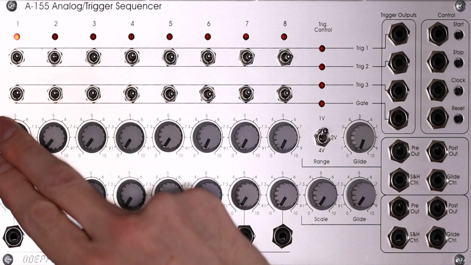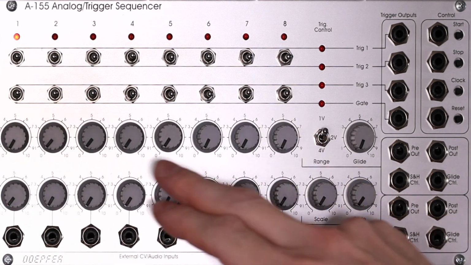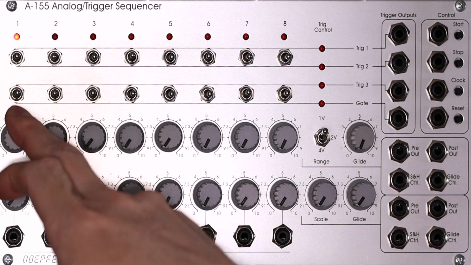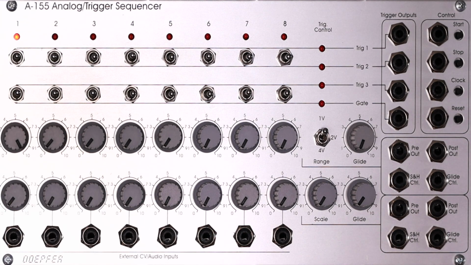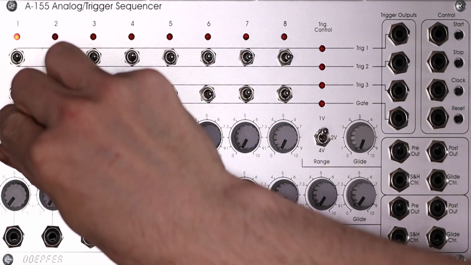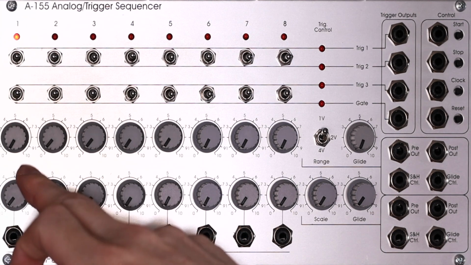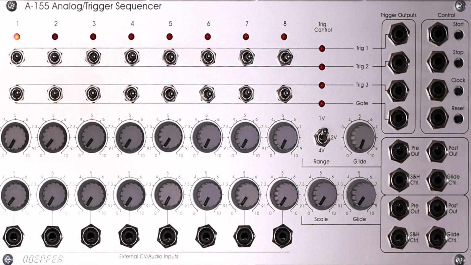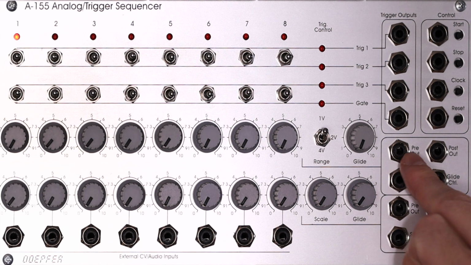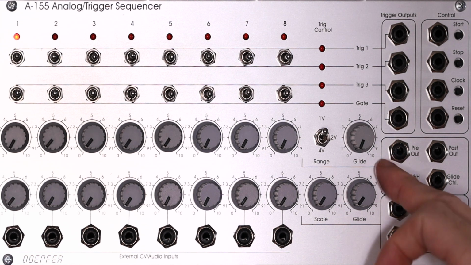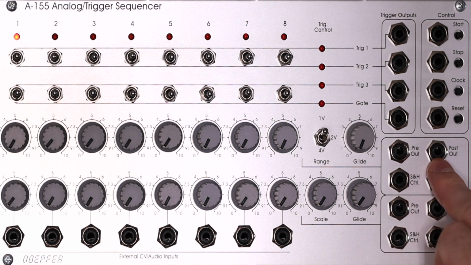Then we got the first row of potentiometers. When you turn it all the way up, you got full voltage control going out, and when you turn it all the way down, there is no voltage output. So it's from 0 to 100% of voltage control output, which will go to the pre or the post output. Pre output is actually before the glide. Post output is after the glide.